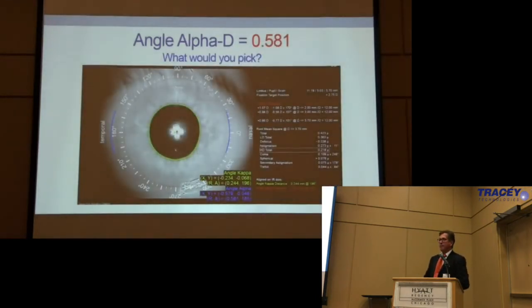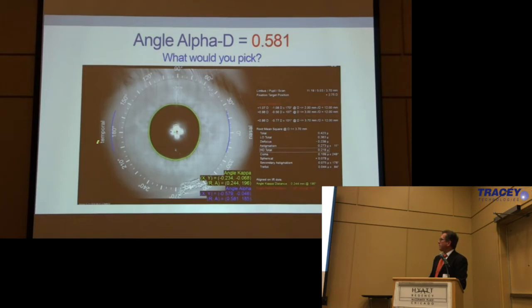So here we have a patient. Of course, it's a family member that came in, and she wants extended range of vision, but this is her first eye, her right eye. As you can see, angle alpha D is 0.581 down here, a red number. The nice thing on iTrace is that it pre-flags things for you. Green is always really good, yellow is okay, and red means you better be really careful.